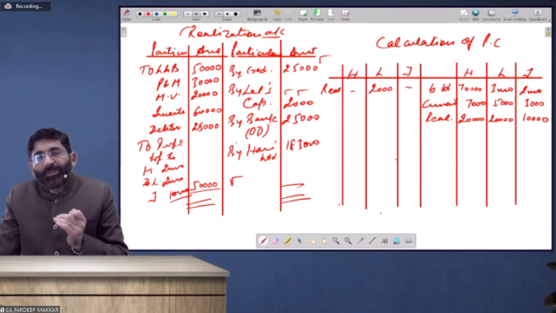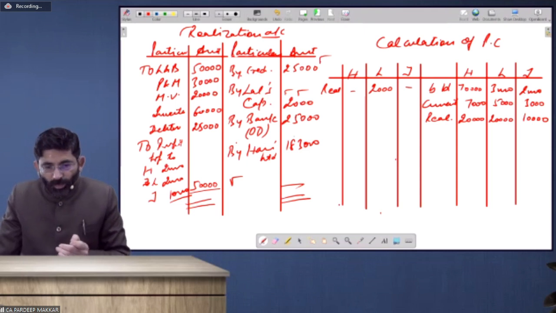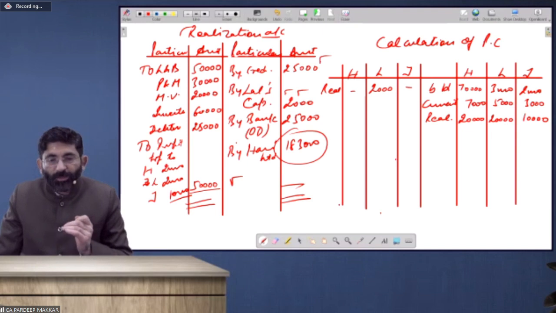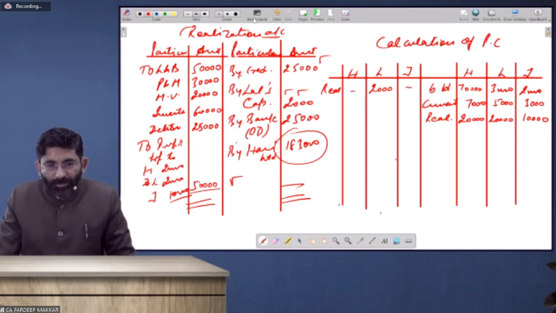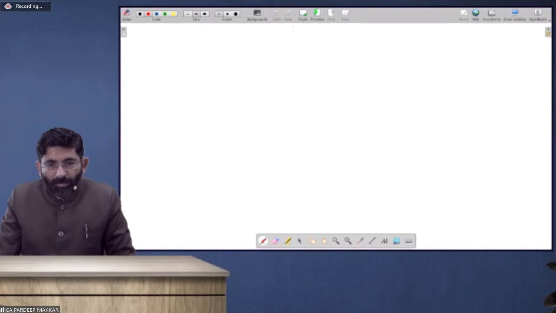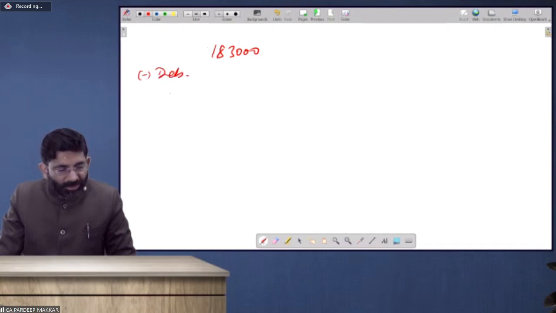Now, whatever receipt we will get from the vendor company against this 1,83,000, that we have to do now. Against this 1,83,000, what will we get? We have to get 1,83,000 in total. He says we will get debentures. How much debentures? Worth rupees 60,000. That has been mentioned to you.